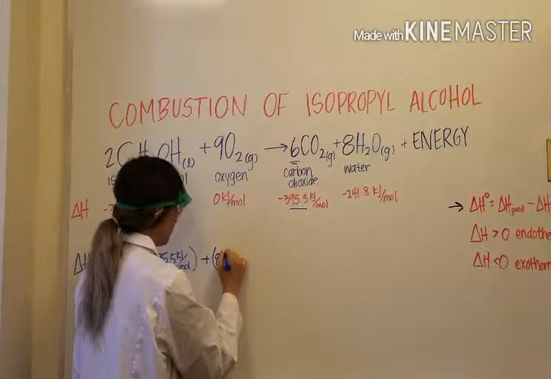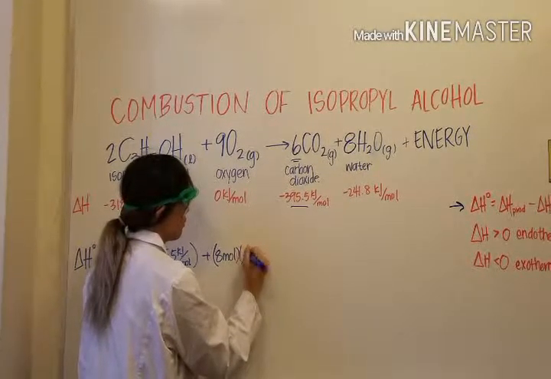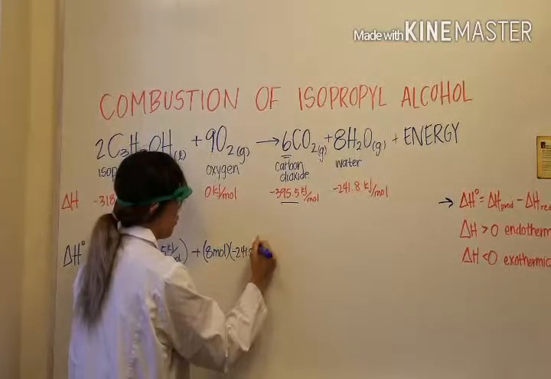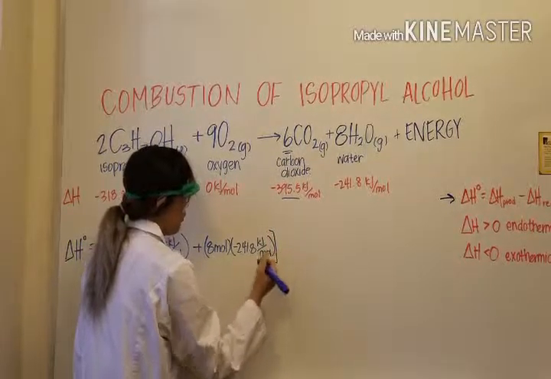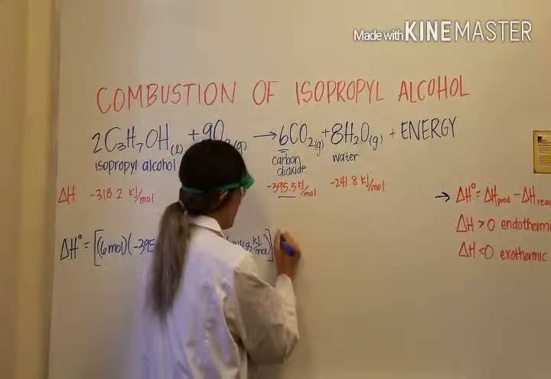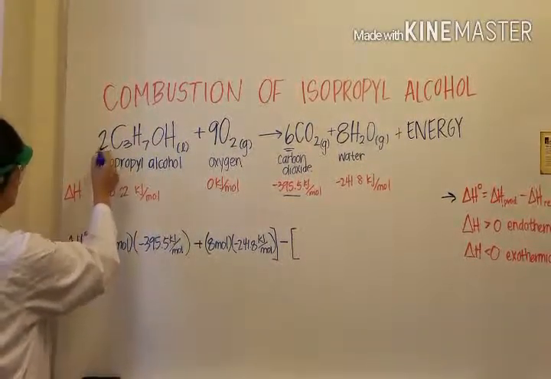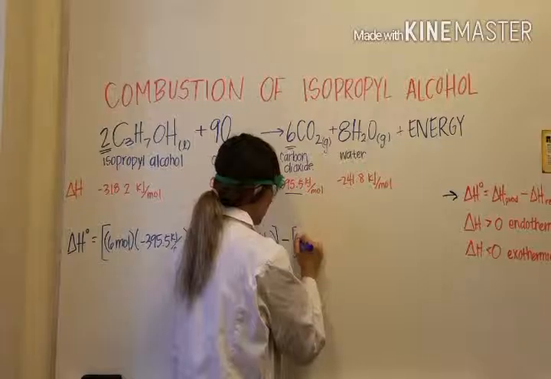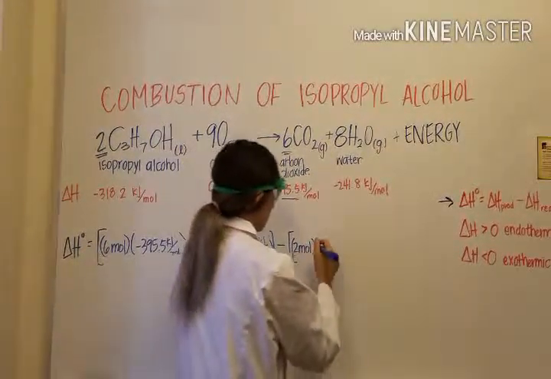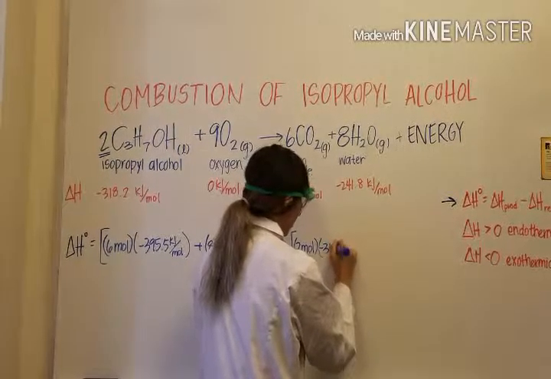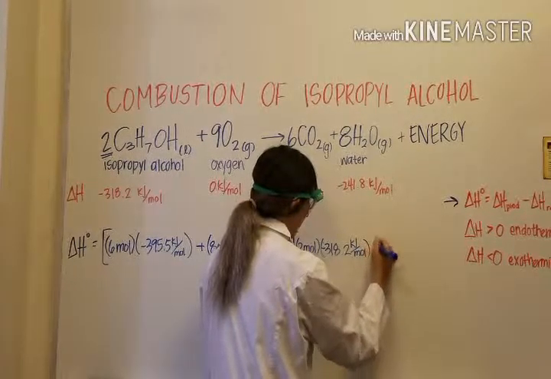Next, we're going to add the enthalpy of water. Now, water has 8 moles for this reaction. The 8 moles are going to be multiplied by its delta H of negative 241.8 kJ per mole. The next step would be to subtract the delta H of the reactants, starting with the 2 moles of isopropyl alcohol. These 2 moles are going to be multiplied by delta H of negative 318.2 kilojoules per mole.